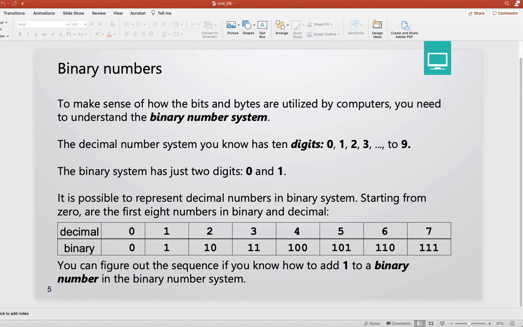And to make sense of how bits and bytes are utilized by computers, you need to understand the binary number system. The decimal number system you're familiar with has 10 digits, from 0 to 9, and the binary system has just 2 digits, 0 and 1. And it is possible to represent decimal numbers in the binary system. Starting from 0 are the first 8 numbers in binary and decimal. For example, if you want to use binary numbers to represent 2 in decimal, it should be written like 10, which means 2 in the decimal number system. Okay.